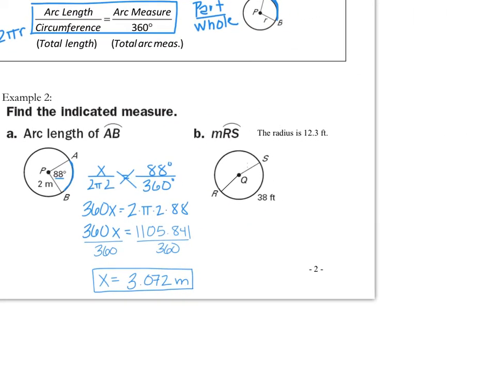All right, so see if you can set up this one. This one's a little bit trickier. Remember, 38 is in feet. That means that is going to be my arc length, and I'm finding the measure of the arc. So see if you can set it up, and then we will solve together.